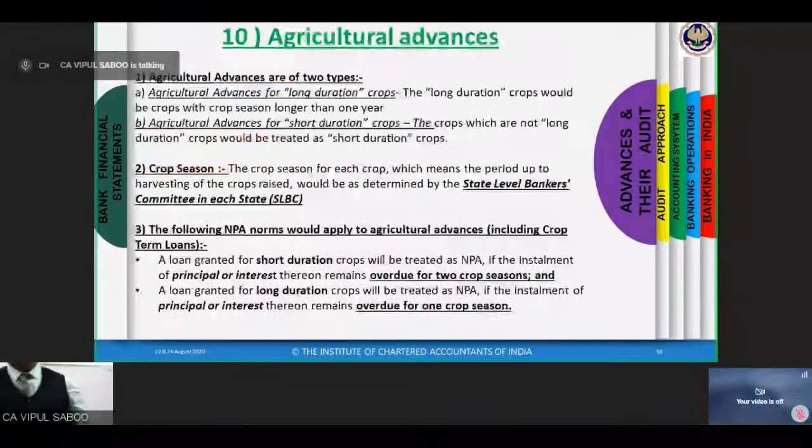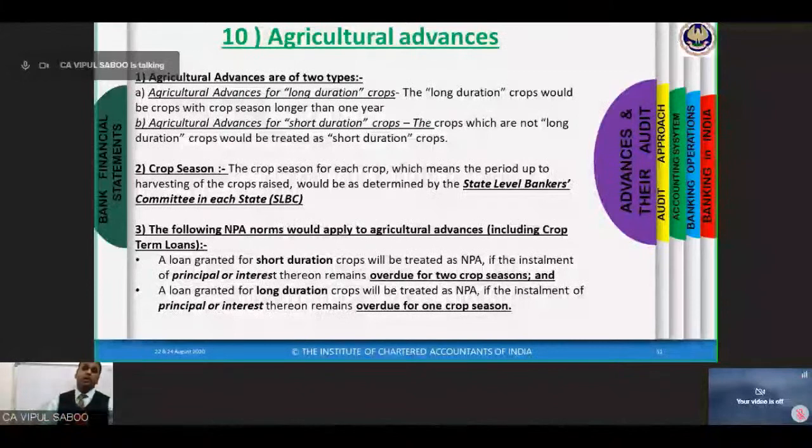The last but not the least, the agricultural advances. It's my sincere request to you, this is one of the most confusing topics, agricultural advances. We'll just do the basics. We'll go into the depths in your CA finals. You'll be asked on the basis of this slide only, not beyond this. So please understand what I'm going to tell you, and we have to restrict ourselves to basics only. Please don't go into depth.